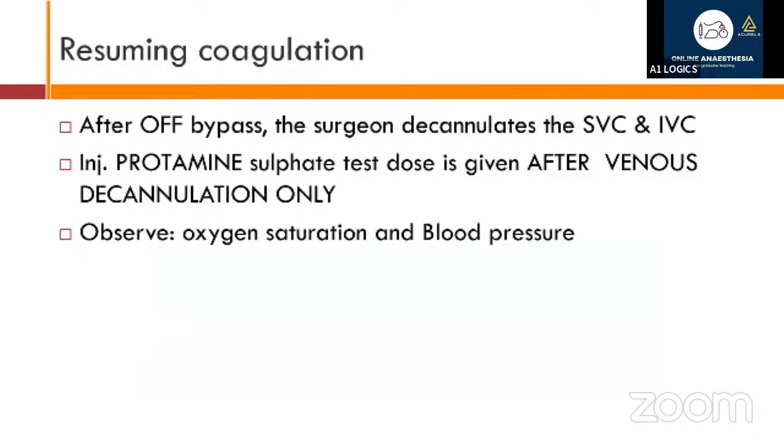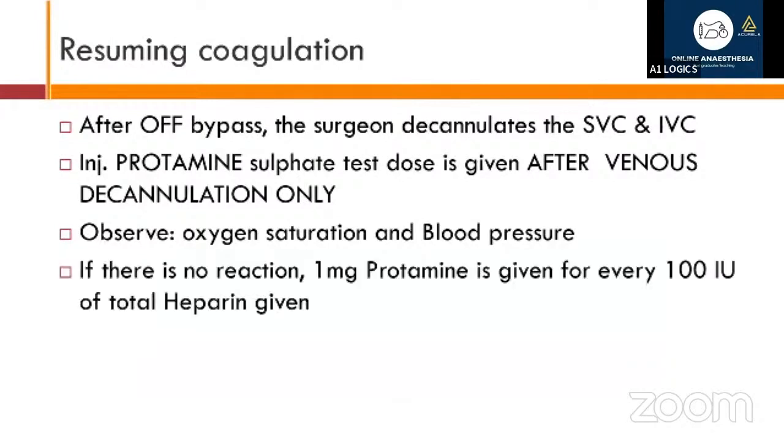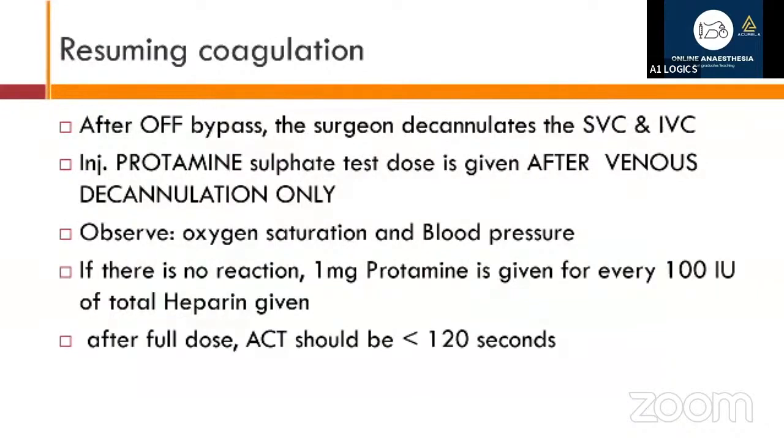We will measure 3 pressures: the filling pressure, the systemic pressure, and the airway pressure. We have to monitor so that any heparin reaction you can identify. 1 milligram of protamine is given for 100 units of heparin given. Easy to remember: for each cc of heparin, that is 5,000 units, you will have to give 1 ampule of protamine. 1 ampule of protamine contains 50 milligrams.